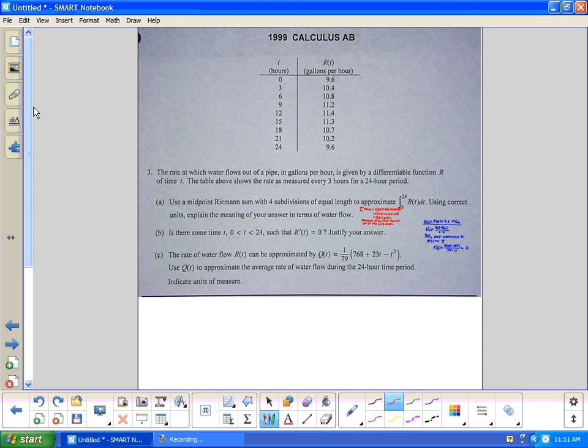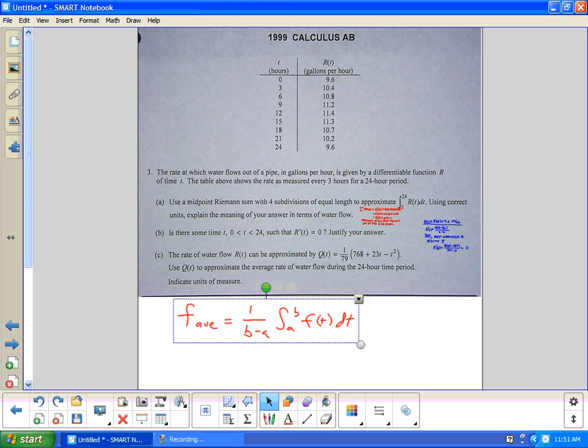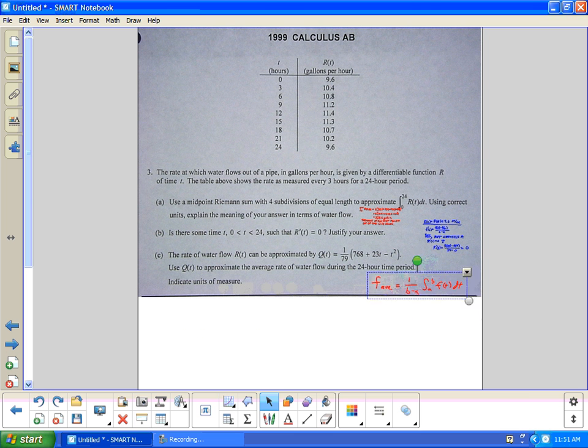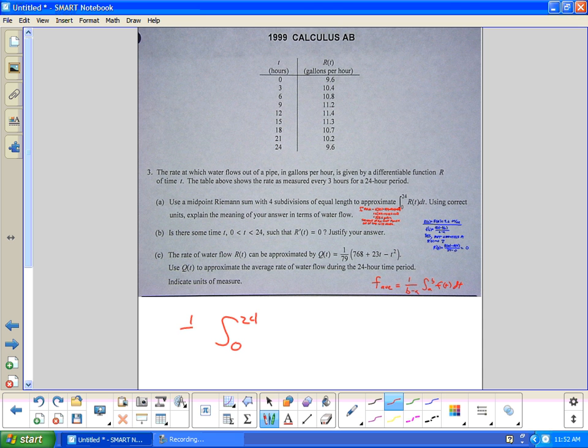So we're going to have to do the integral of Q of t, right? Exactly. So guys, this is an average. So think about, remember our formula, f of average is 1 over b minus a, integral from a to b of f of t dt. Do we agree? And that's the average rate. So the function we need in this case is going to be the integral from 0 to 24. You guys agree? And it's 1 over 24.